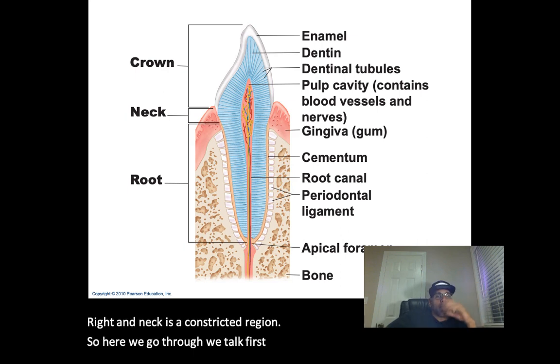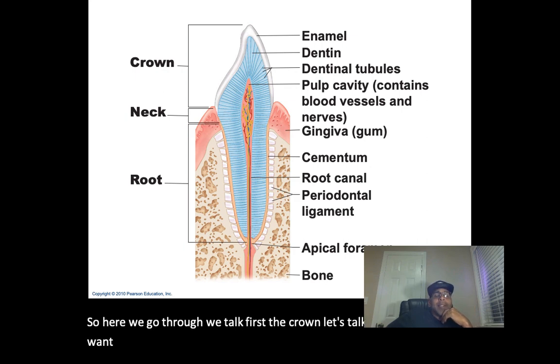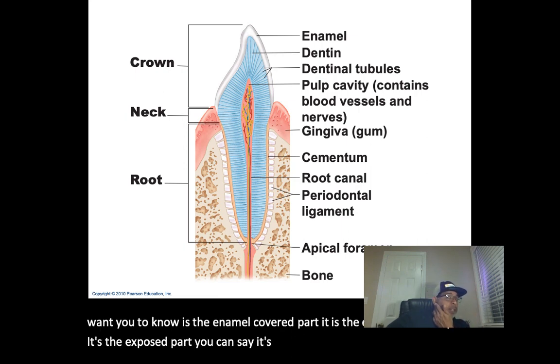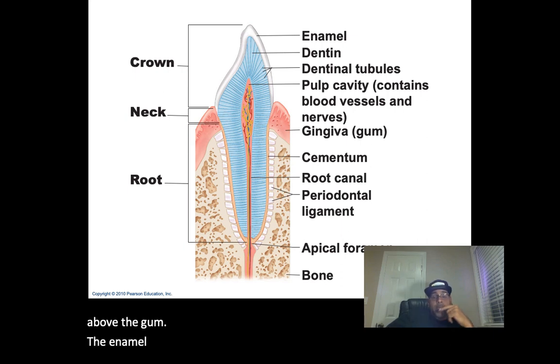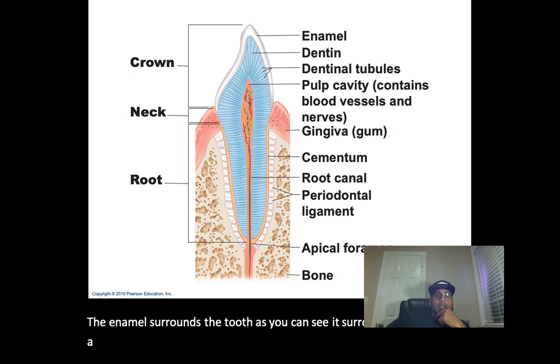So here we talk first about the crown. The crown, I want you to know, is the enamel covered part. It's the exposed part, you can say. It's the part above the gingiva, the part above the gum. The enamel surrounds the tooth, as you can see, like a tight collar.